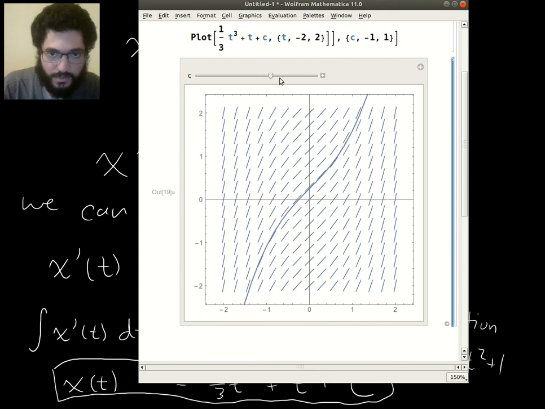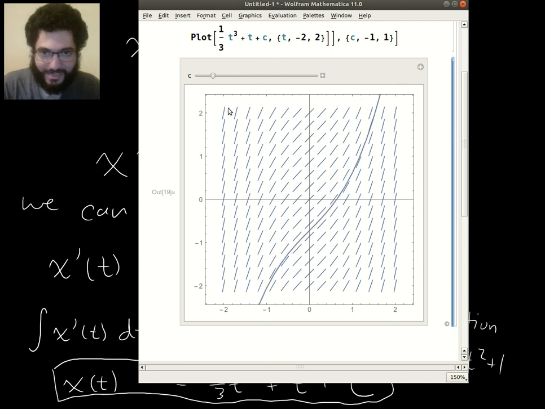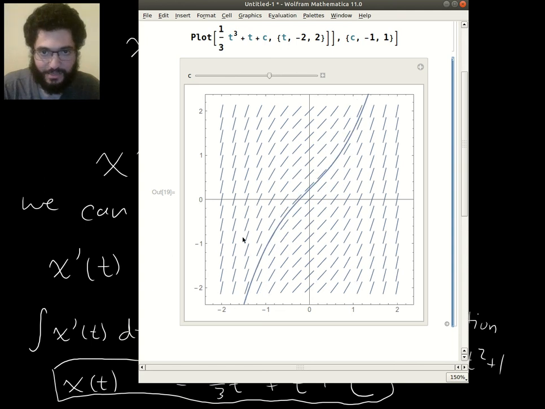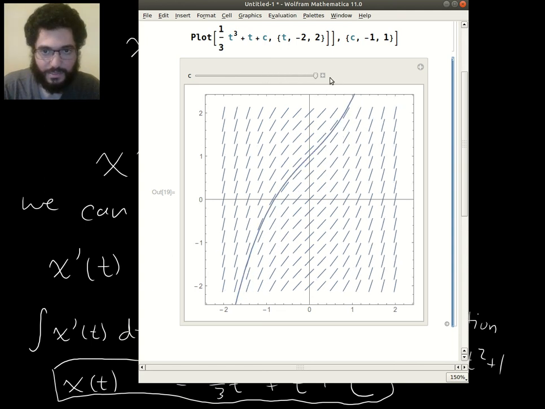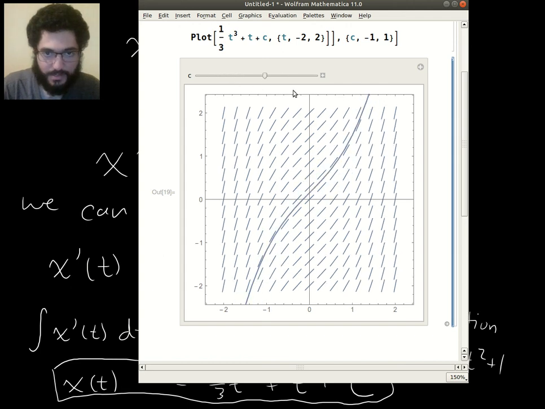As I move c, the solution graph moves up and down. Now, I feel like there's kind of an optical illusion where it looks like it's swishing to the side, but it is moving up and down. That's what's happening. This line here is moving up and down. And anytime it touches any of the line segments, it touches tangentially. So this is the general solution.